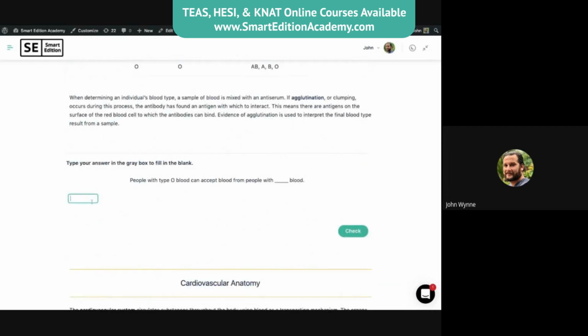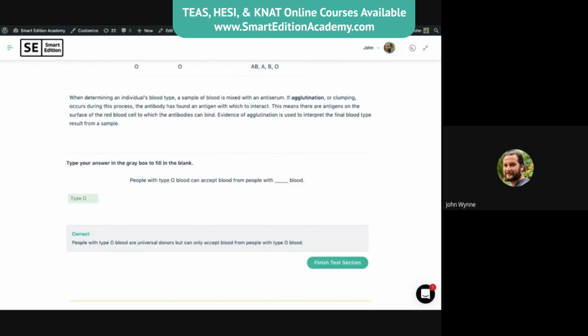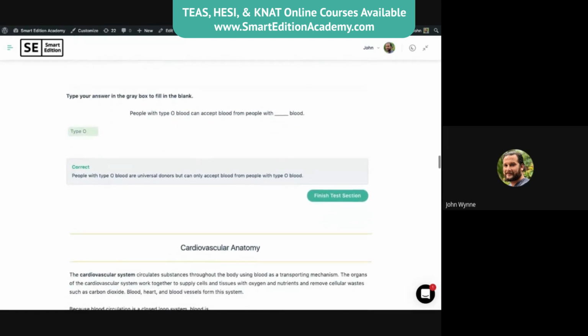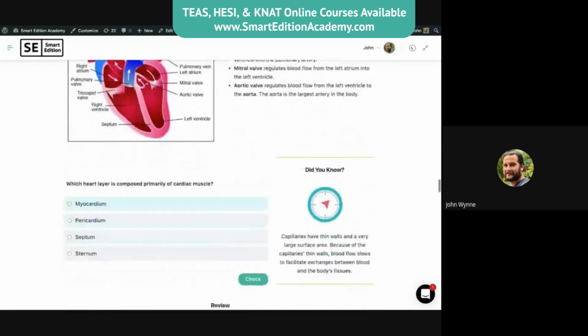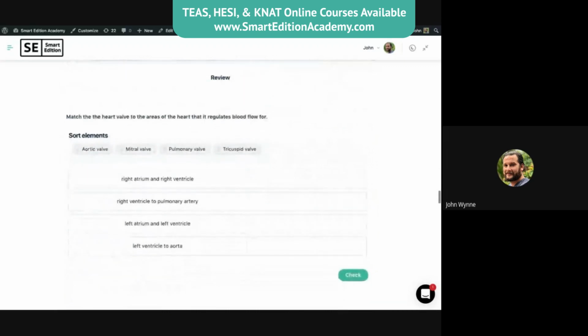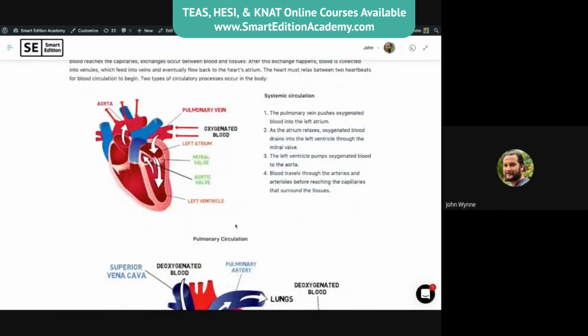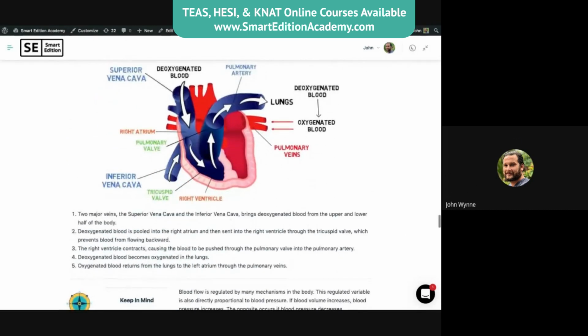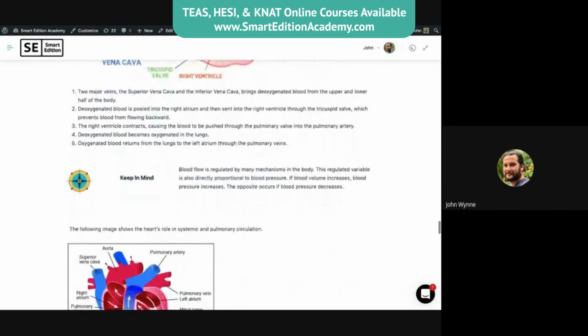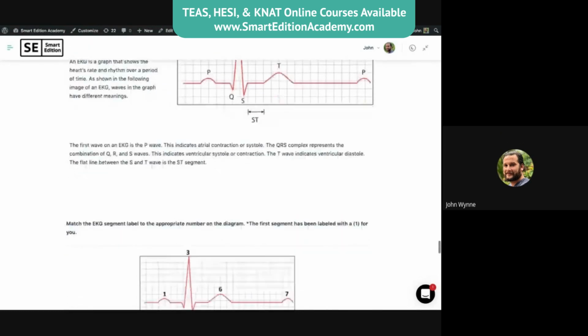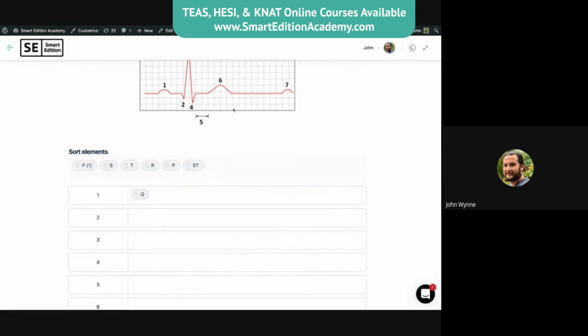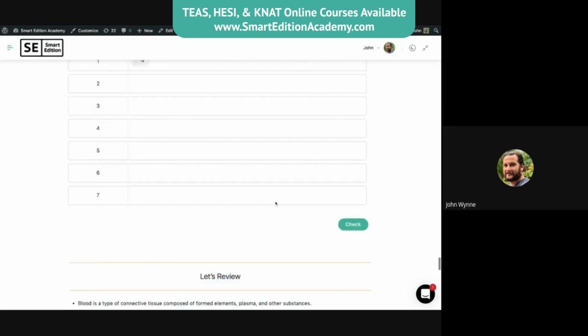Some things are like fill in the blank. I believe this is a typo, might be just the O. I got it right. All right, so people with type O blood. So, some fill in the blanks, and then there'll be a lot of diagrams to label, and again, these sorting things and dragging and dropping things in the right place. Lots of diagrams with different illustrations labeling the heart and its system, EKGs, and you'd have to label what this EKG is on the chart there.